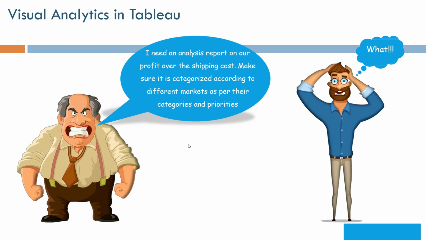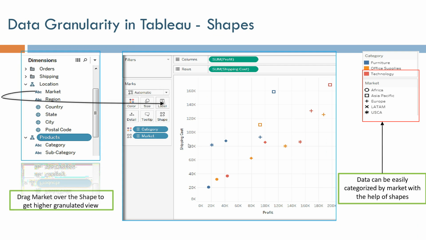Now the manager is asking for an analysis report comparing the profit and shipping cost of the categories across different markets, and considering the categories and priorities. Data granularity helps here: by using the shapes in the marks card, we can represent the different categories. Here we drag and drop the market to the shape.